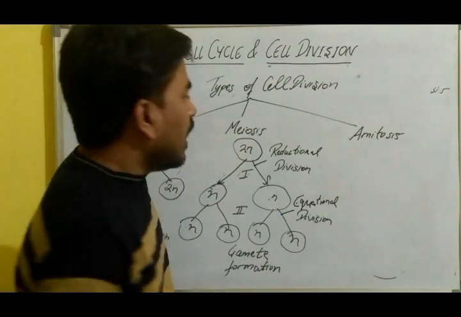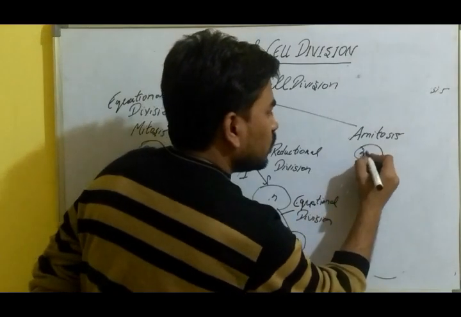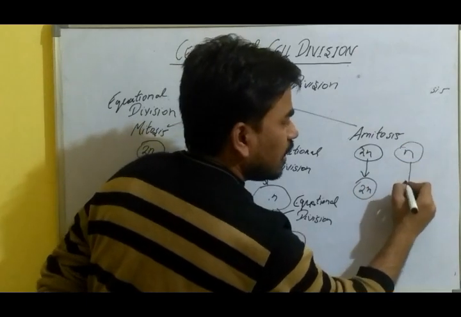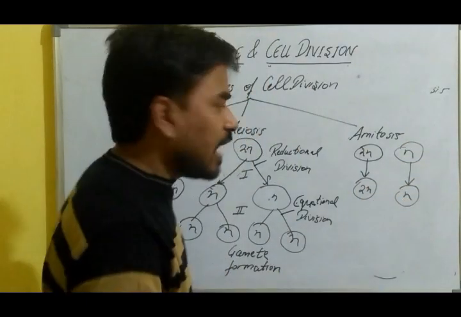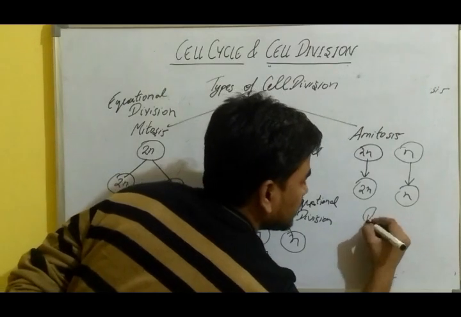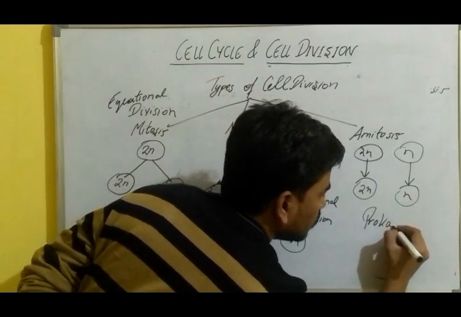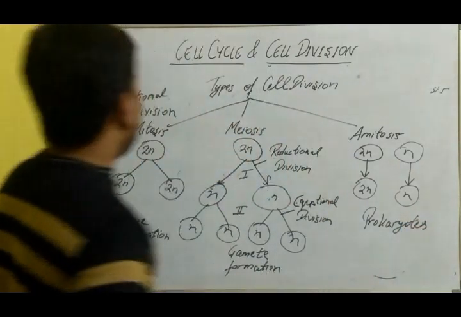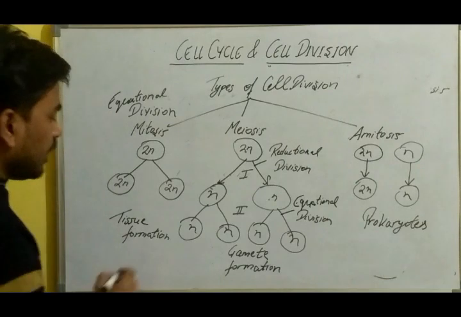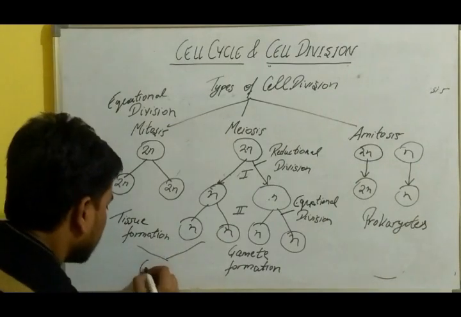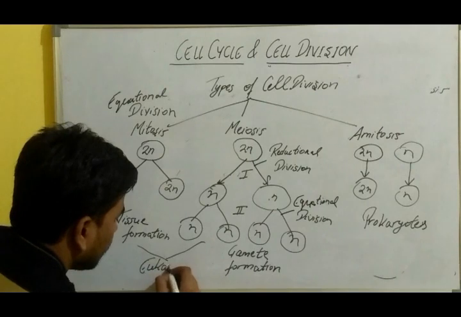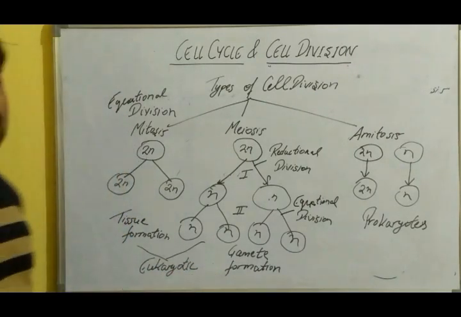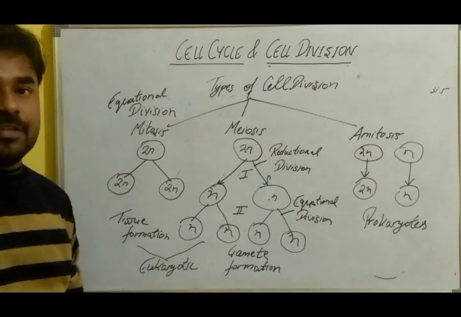In amitosis, a diploid cell can give rise to a diploid cell, and a haploid cell can give rise to a haploid cell. This happens only in prokaryotic cells, while mitosis and meiosis occur in eukaryotic cells. So this is all about the types of cell division.